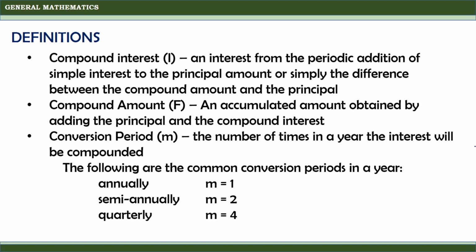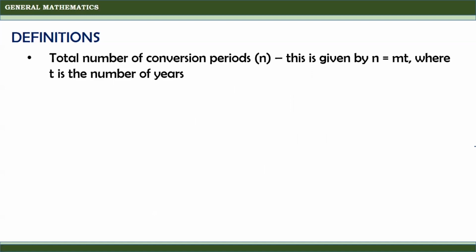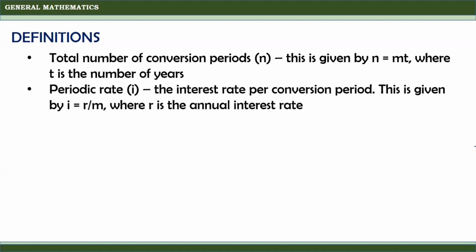Quarterly, M equals 4. It means that the interest is being compounded every 3 months or 4 times a year. Monthly, M equals 12, meaning the interest is being compounded 12 times a year. Moreover, the total number of conversion periods is represented by N, wherein N is equal to M times T, where T is the number of years.